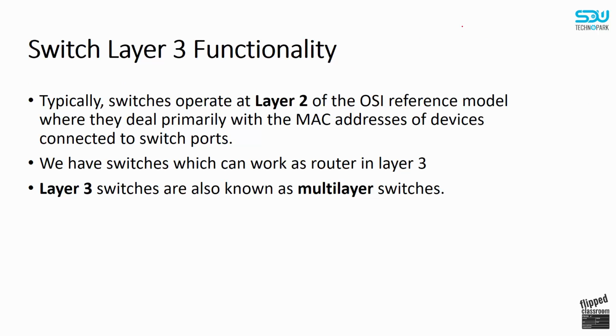Switches are by default layer 2 devices, and some switches can work with layer 3 also, with layer 3 and layer 2. That kind of switch is called a multilayer switch, and it can work with layer 3. It means that they can do routing between local area networks, and it also means that they can do filtering with ACLs like a router.